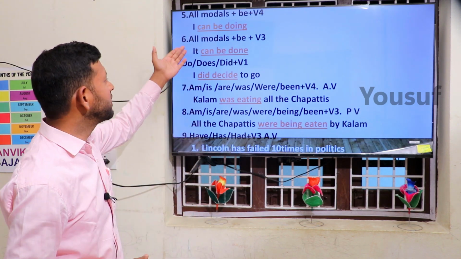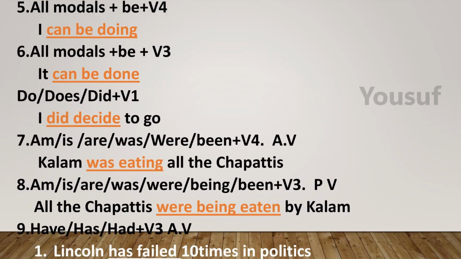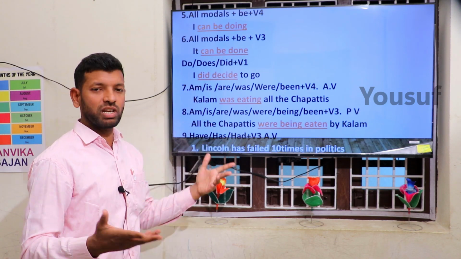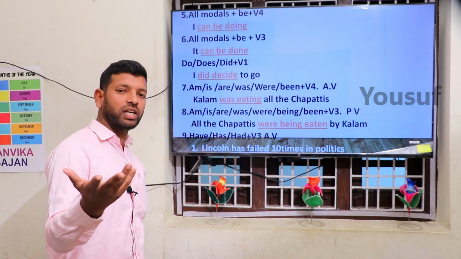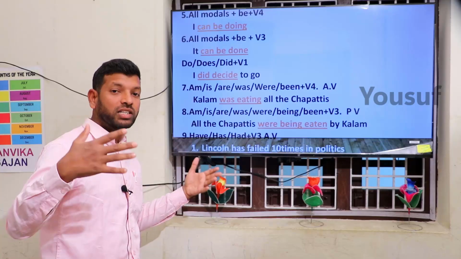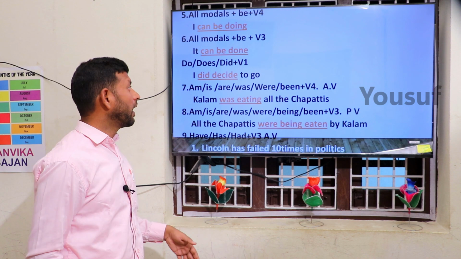Right. The 6th one is all modals plus be plus V3. What is this V3? Be plus V3 means it is used in a passive voice. Let us see the example. It can be done. It can be done is a passive voice.